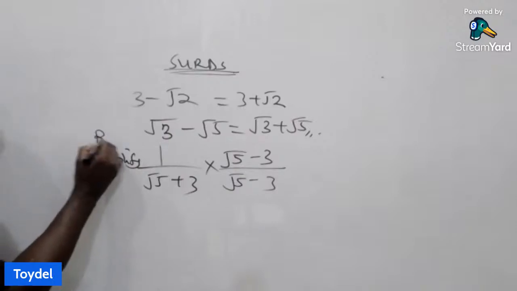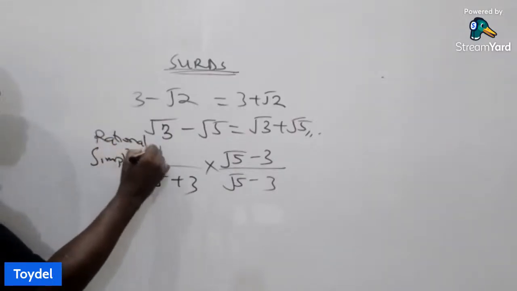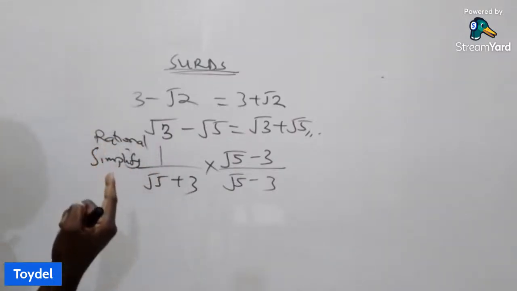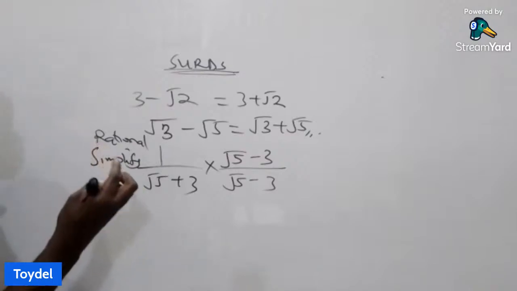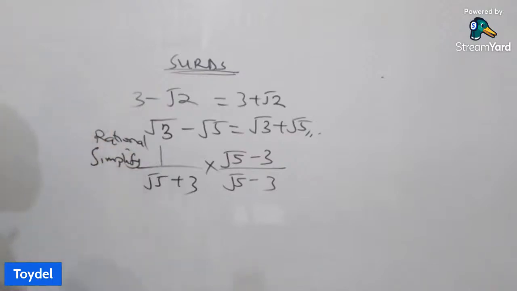This is rationalization. Please, check my video on surds. I've asked you to check about 4 videos now: indices, logarithm, set of numbers. Then you also check my video on surds.